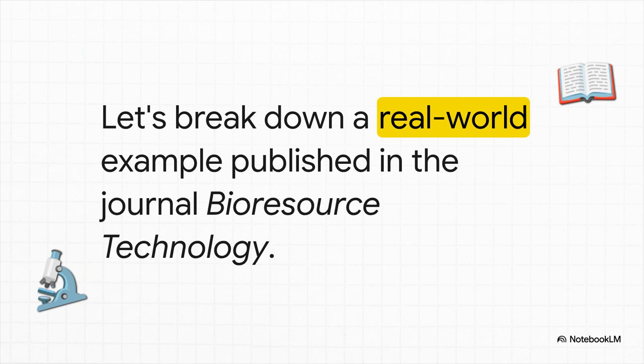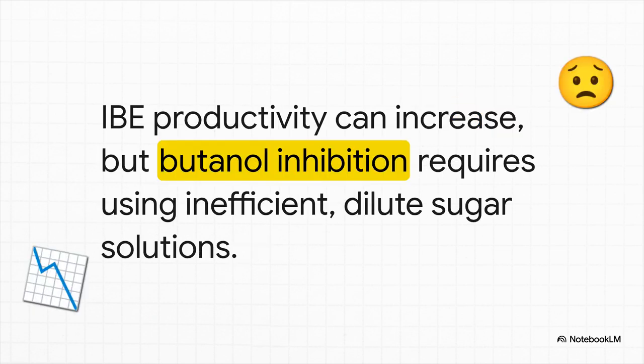We're going to dissect a real abstract from the journal Bioresource Technology. And hey, don't get bogged down in the science here. Just focus on the structure and how each sentence is doing a specific job. Okay, here we go. Part 1, the problem. See how they do it? They immediately give us the context, making IBE fuel. And then bam, here's the catch. A process called butanol inhibition makes the whole thing inefficient. The stakes are clear right from the jump.